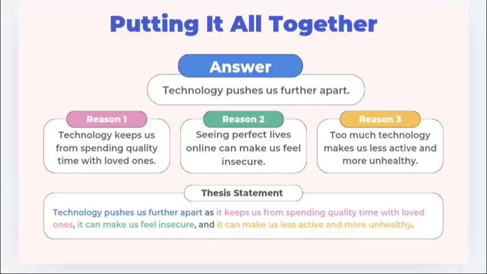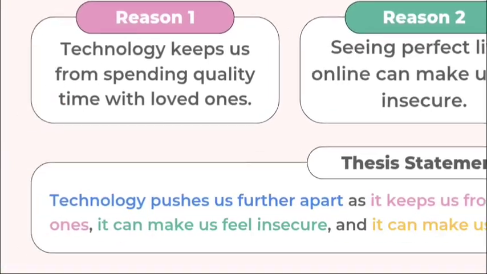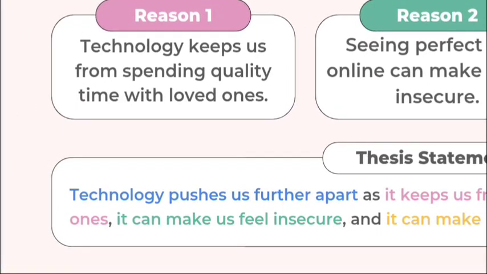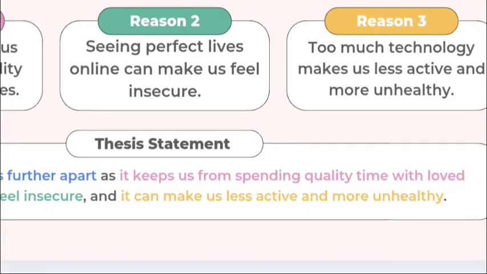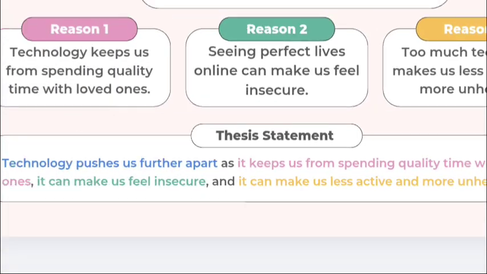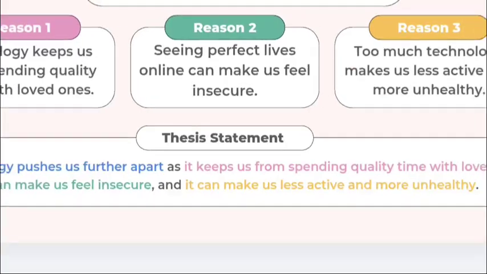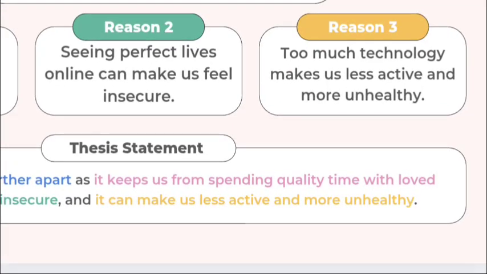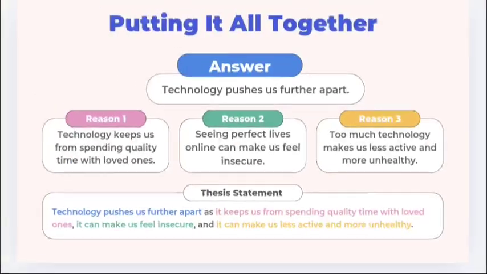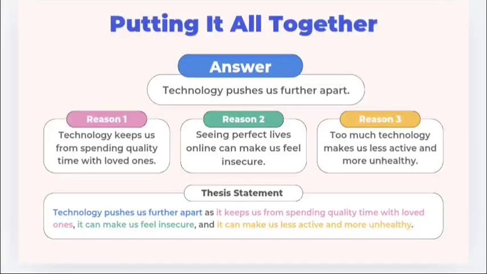Okay, so this is how you can do it. These are the three reasons, and this could be your thesis statement. Technology pushes us further apart as it keeps us from spending quality time with loved ones. It can make us feel insecure and it can make us less active and more unhealthy. So you basically put all of them together and you just said the names. You didn't yet say the different types and everything.